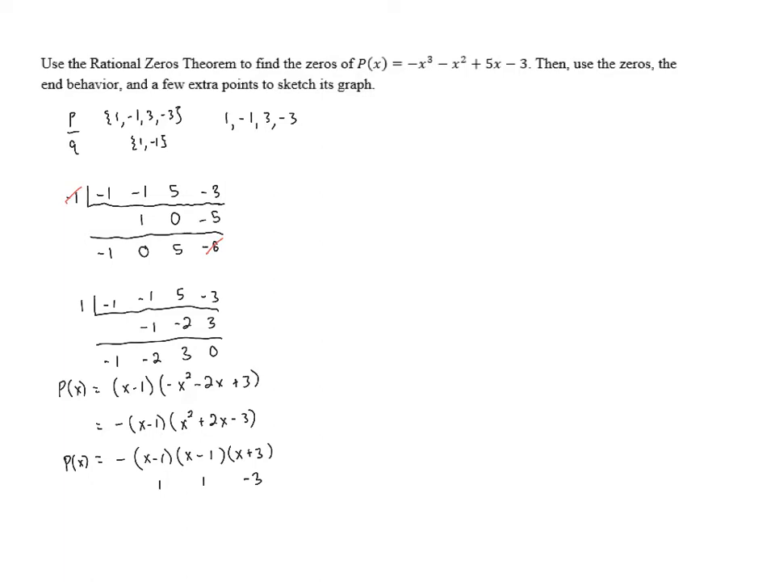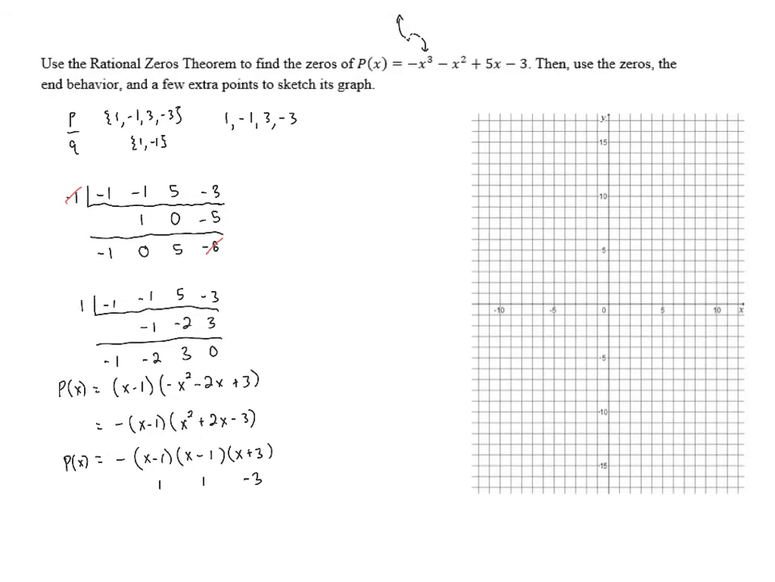The end behavior, because this is an odd degree and because we have a negative leading coefficient, is going to be going up to the left and down to the right, with who knows what in the middle. So let's get an xy plane. And we can plot our zeros. We've got negative 3 and positive 1. We can plot the y-intercept. That's going to be negative 3. Remember, that's always just the constant term. And so we know the end behavior, up to the left and down to the right.